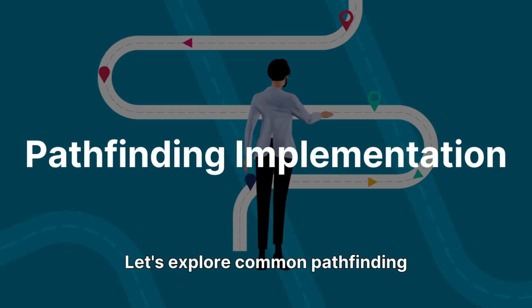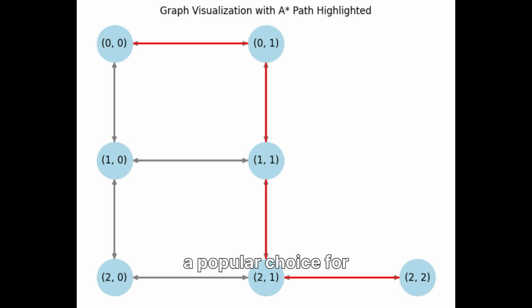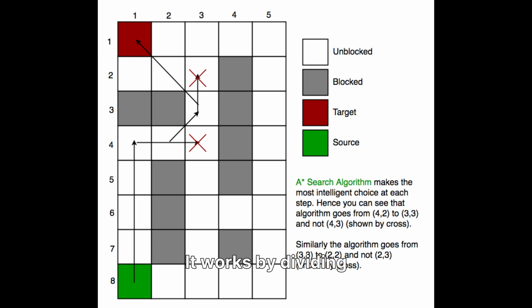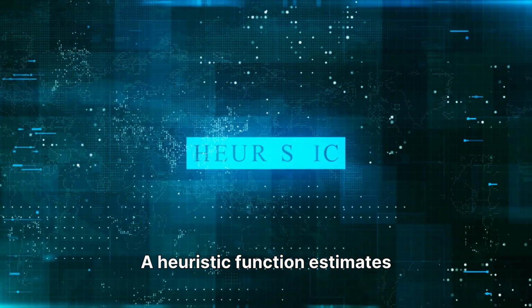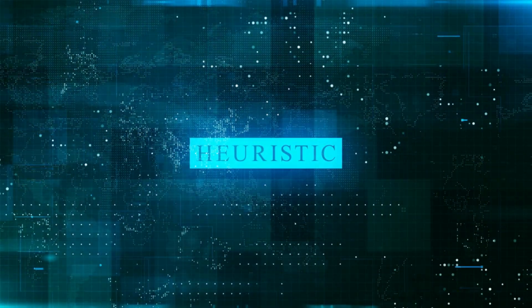Let's explore common pathfinding implementations. The A* algorithm is a popular choice for pathfinding, known for its efficiency. It works by dividing the map into nodes and calculating the cost to move between them. A heuristic function estimates the cost from a given node to the target, guiding the search efficiently.